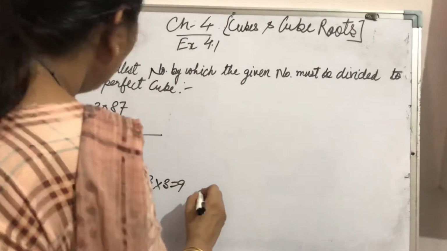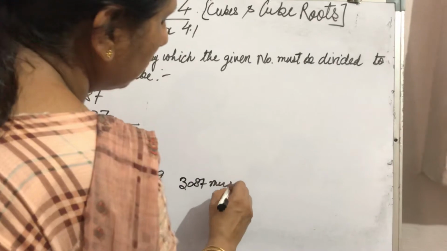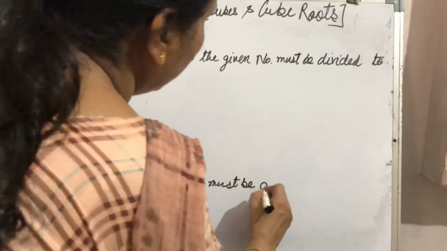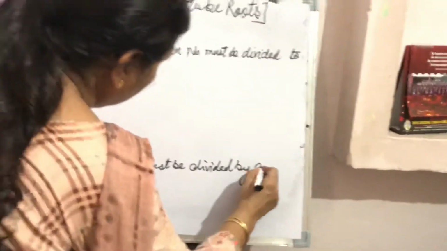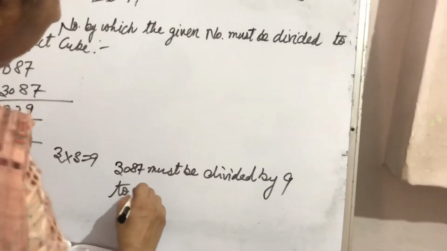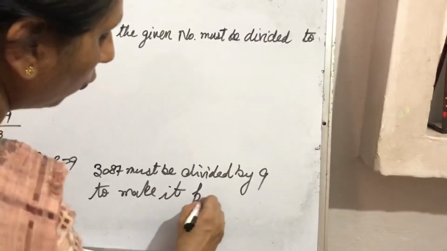So 3087 must be divided by 9 to make it a perfect cube.